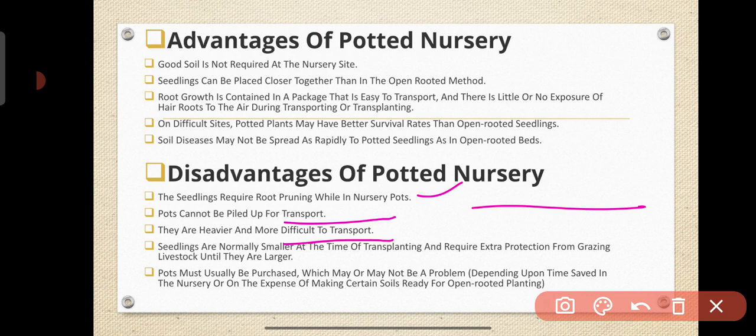difficult to transport. Seedlings are normally smaller at the time of transplanting and require extra protection from grazing livestock until they are larger. Pots must usually be purchased, which may or may not be a problem depending on time saved in the nursery or on the expense of making certain soil ready for open rooted planting. Now, obviously, we have to buy the pots, so it can be a problem or may not be a problem. So, both the factors are there depending on the conditions.